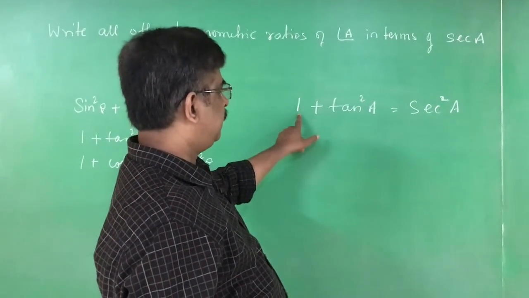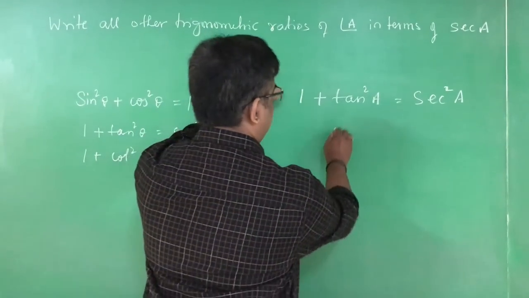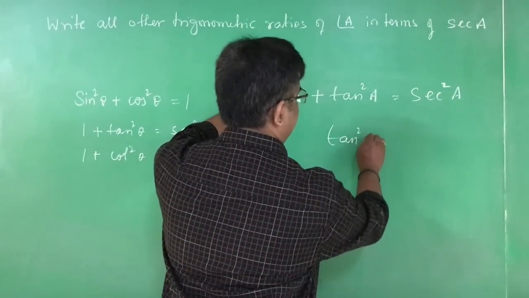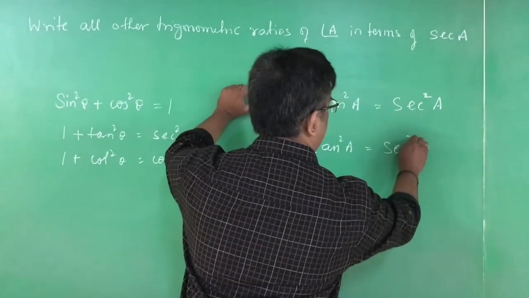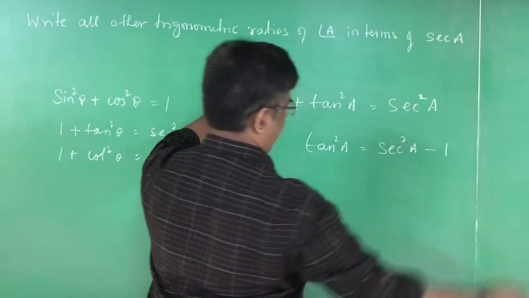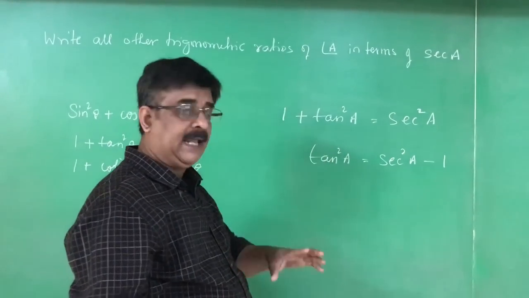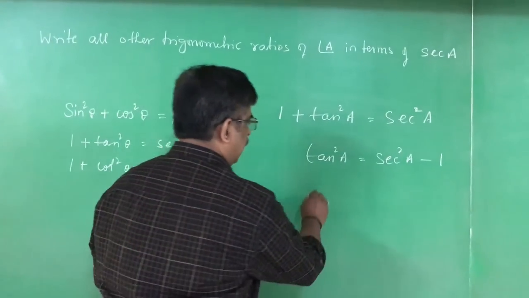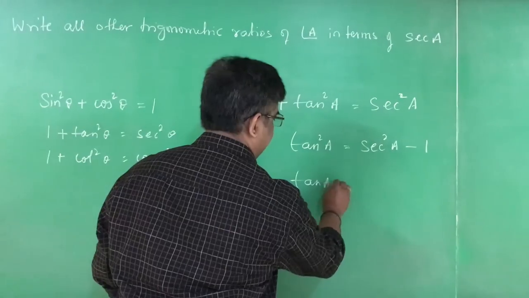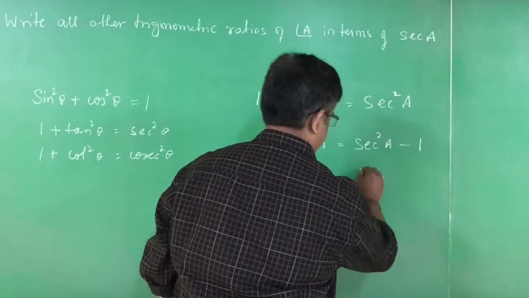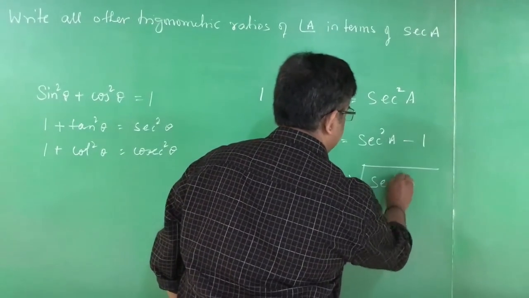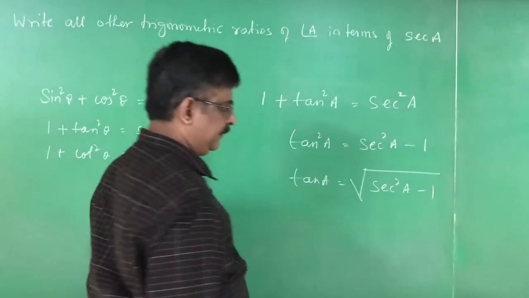Therefore, I transfer this one to that side. It becomes tan square A equals secant square A minus 1. But I want only tan, I don't want tan square. Therefore, tan A equals square root of secant square A minus 1.